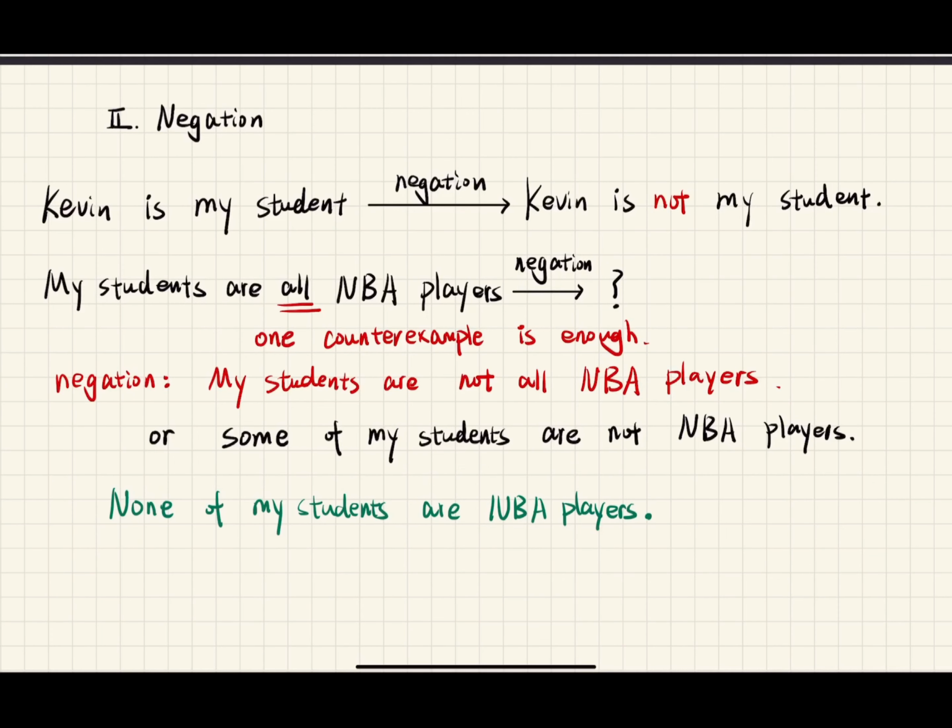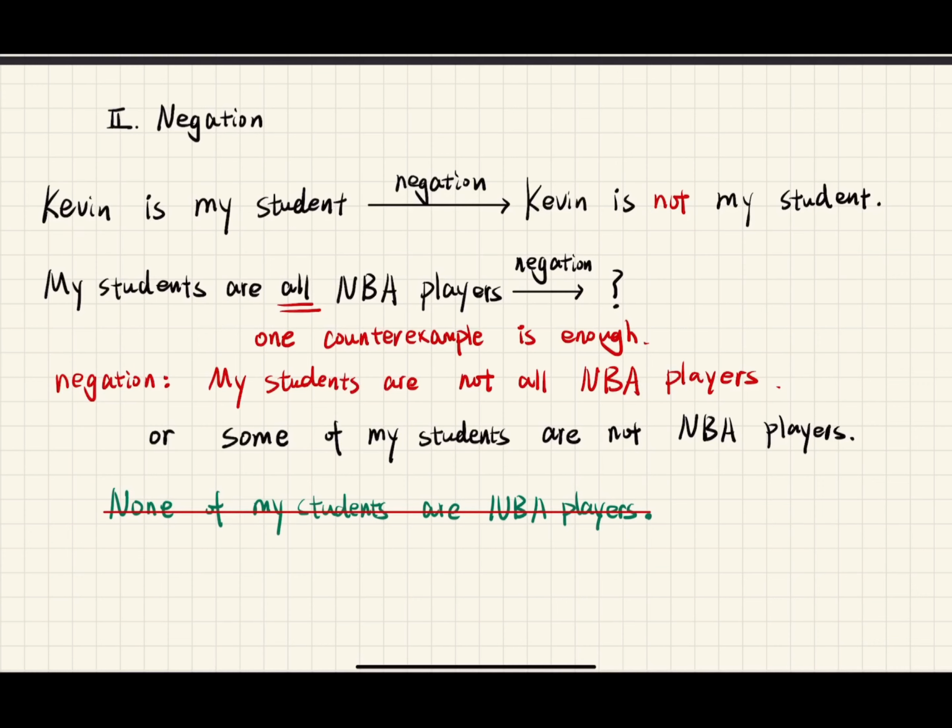That is wrong. Since the original statement indicates that all students are NBA players, all you need to do is show the statement is wrong by saying, maybe 1 or 2 of my students are not NBA players, right? You don't have to say none of my students are NBA players. That's too absolute, right? Thus, the negation should be my students are not all NBA players, or you can say some of my students are not NBA players.